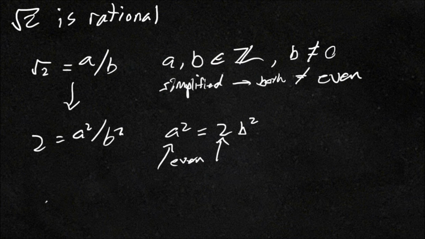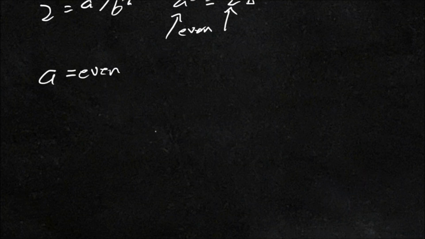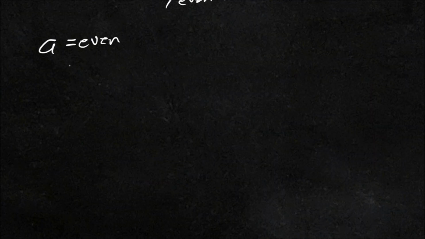And we can also say that a is also even, because we're timesing 2 numbers by itself, a times a, and we get an even number. If you did an odd times by an odd number, you'd get an odd number. So therefore, a must be an even number. So if it's even, we'll say it's equal to 2 times by some other value, c, for example.